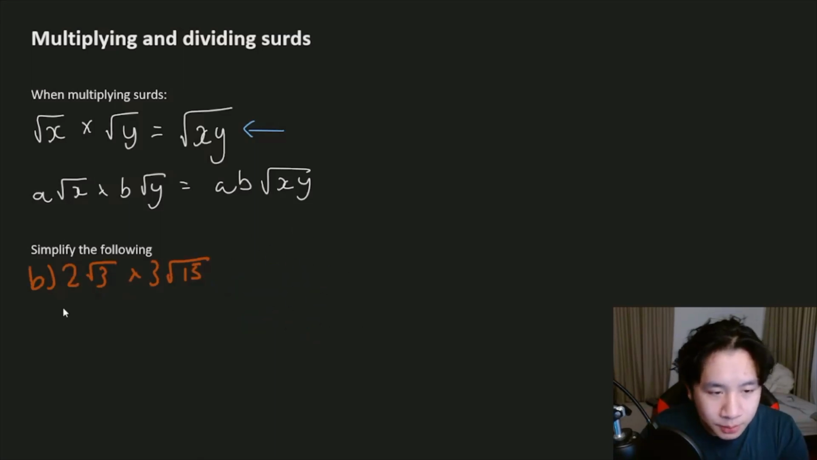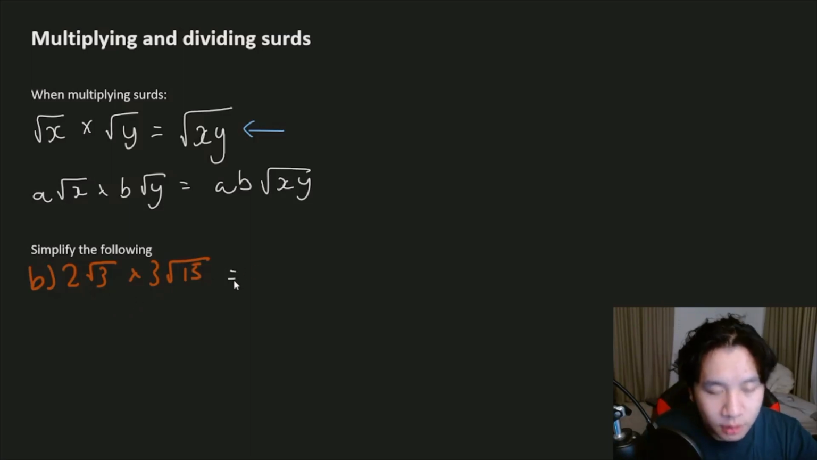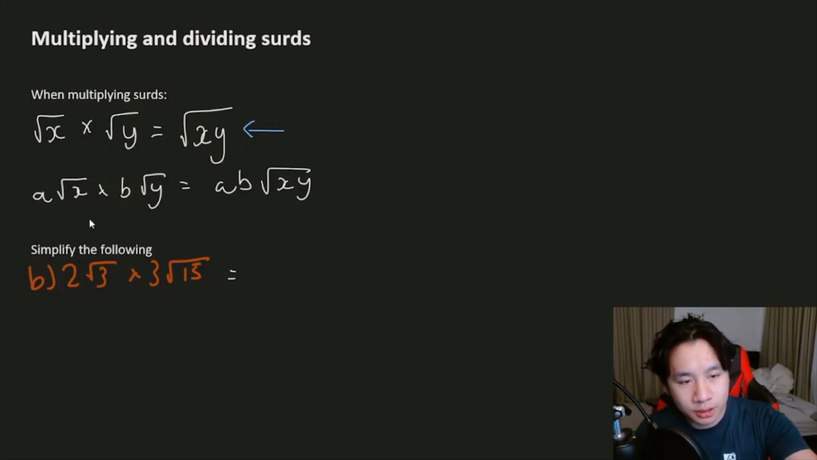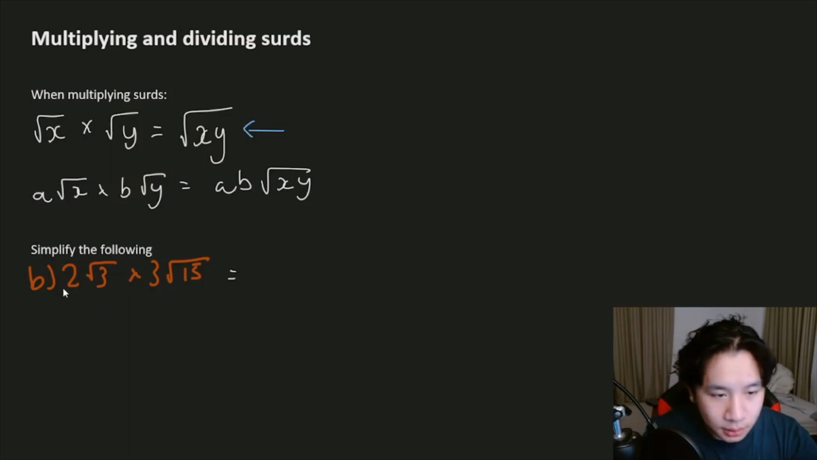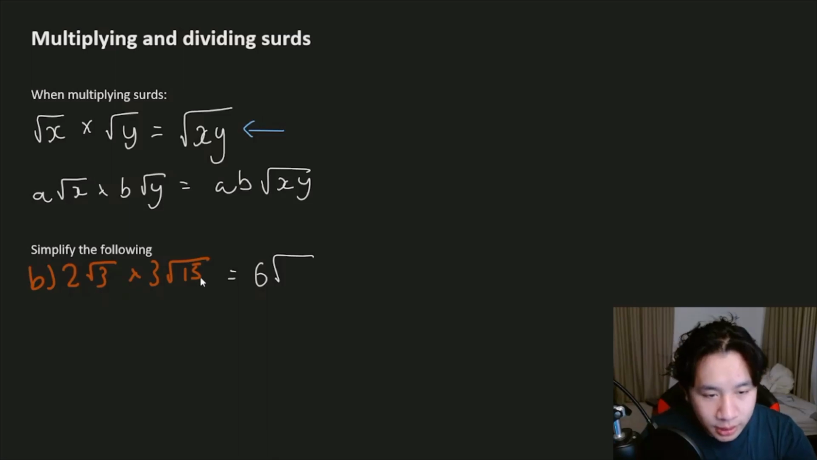Here we're asked to multiply 2 root 3 times 3 root 15. According to the second rule, you times the numbers in front together. That's what ab means. So we have 2 times 3, that's 6. And then you want to square root the numbers in the surds together. You want to times those two together. So 3 times 15, that is 45.